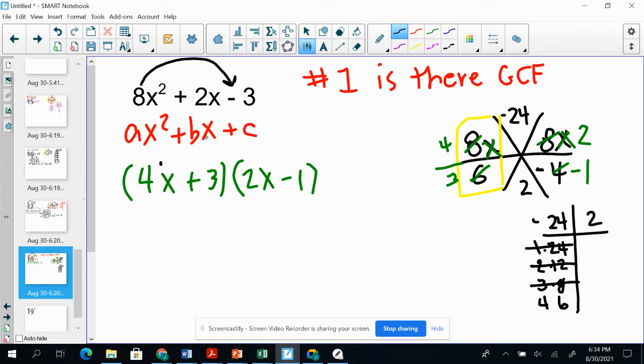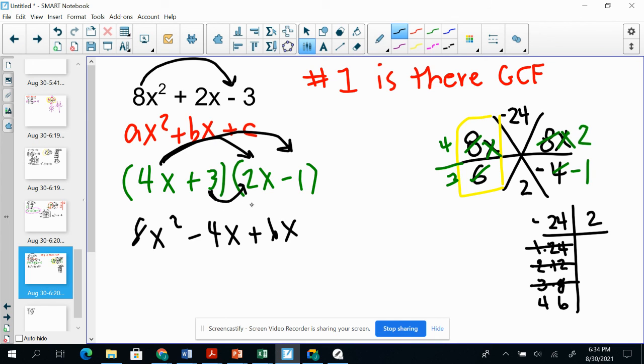Again, we can check it by FOIL even. First, so it's going to be 8x squared. Outer, so negative 4x. Inner, that's 3 times 2x, which will give me 6x. And then last, 3 times a negative 1 will give me negative 3. Combine our like terms, so 8x squared plus 2x minus 3. And now again, you just factored when A was not 1. So that's using the big star.